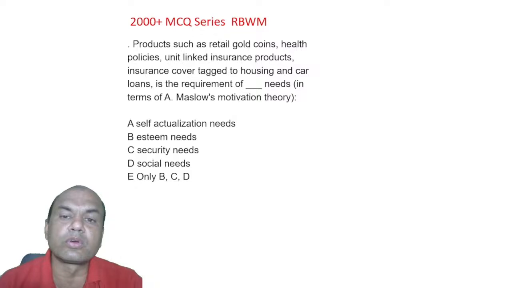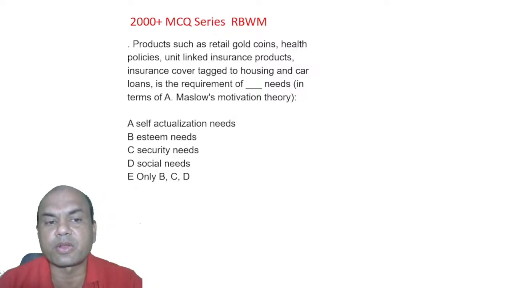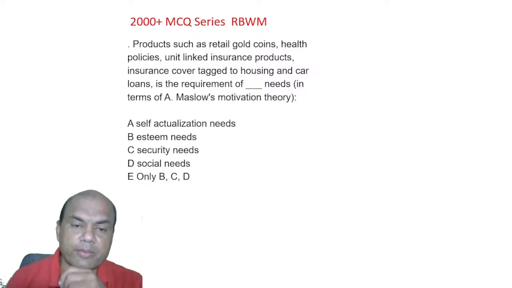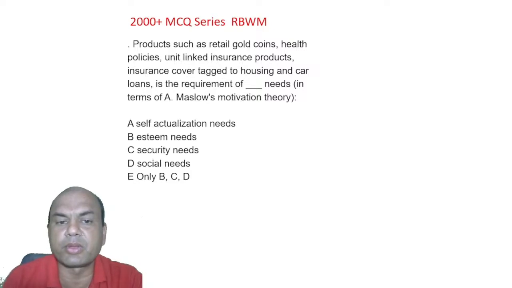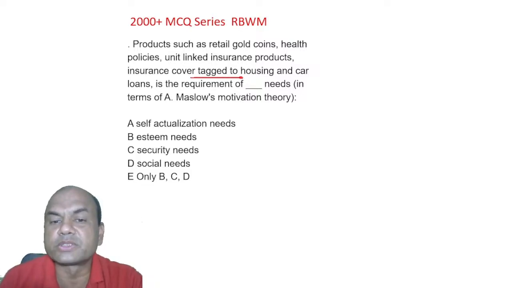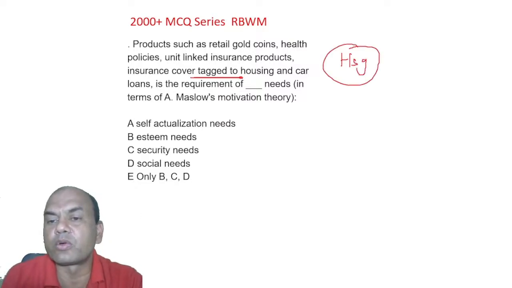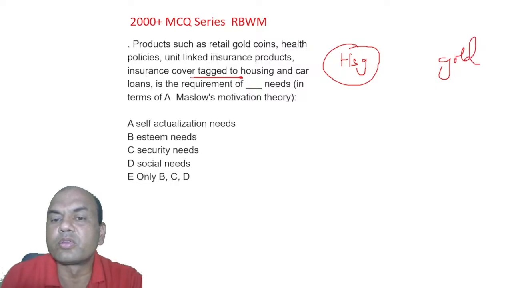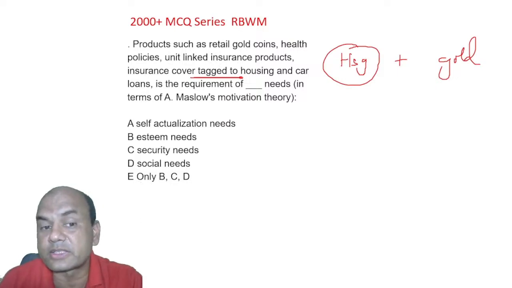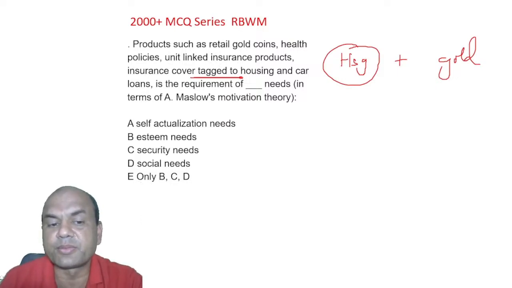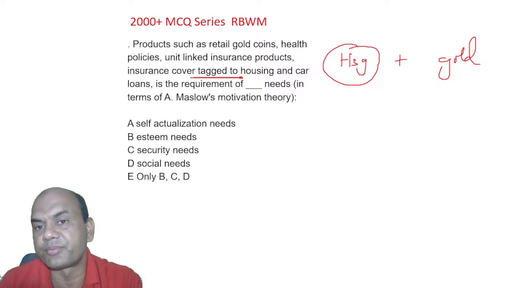Products such as retail gold loans, health policies, unit linked insurance products, insurance cover tagged to housing loan, housing and car loan are a requirement of dash. See here, what do we mean by tagged? Gold coin, health policies, tagged to housing and car loan. Suppose you buy a housing loan from me and you get a gold coin. In which category will it satisfy? Self-actualization, esteem, security, social. Only B, C, and D.